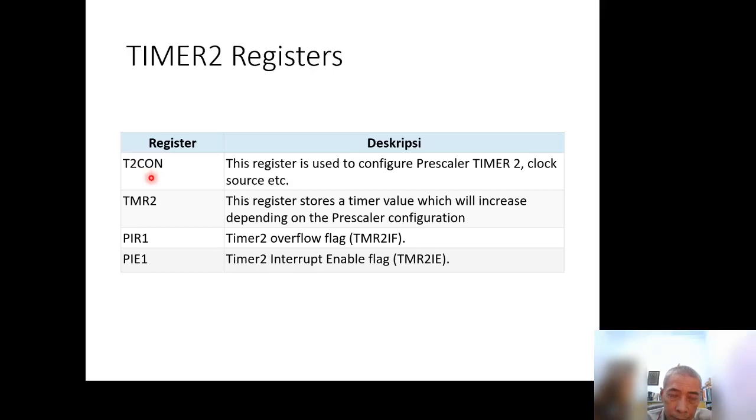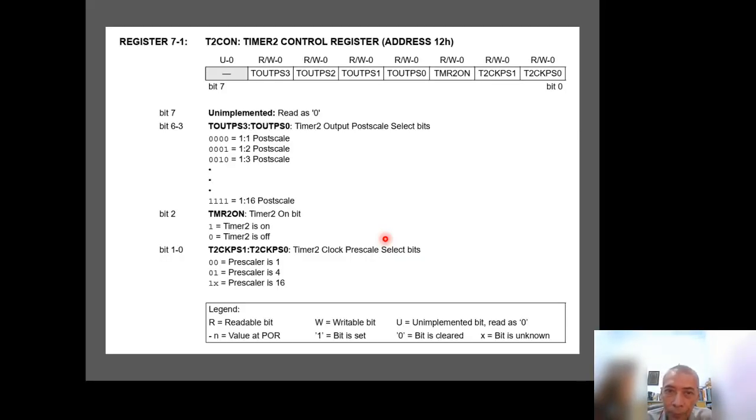The first one is the register for the configuration of the timer 2, and the other is the TMR2, which is the register that holds the timer value, just like timer 0 and timer 1. And the other is PIR1 and PIE1, which are the overflow and enable flags for the interrupt in timer 2. Okay, so that's an easy way to understand the registers. Just take a look at this register table, this description. So what we have here is the T2CON for the configuration.